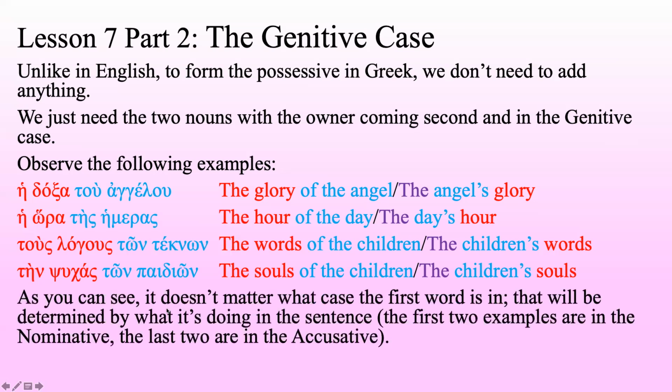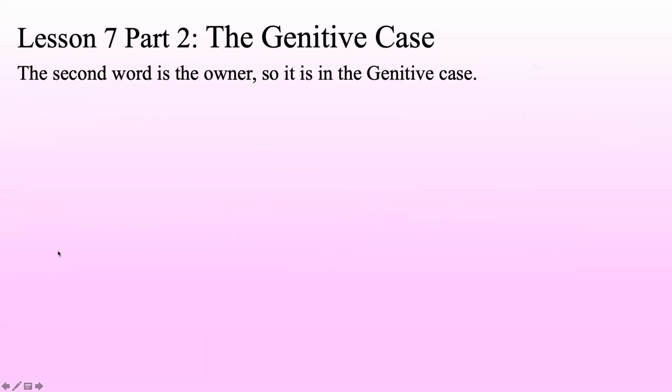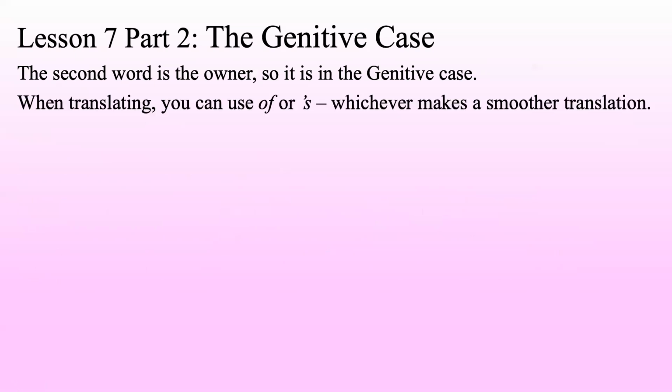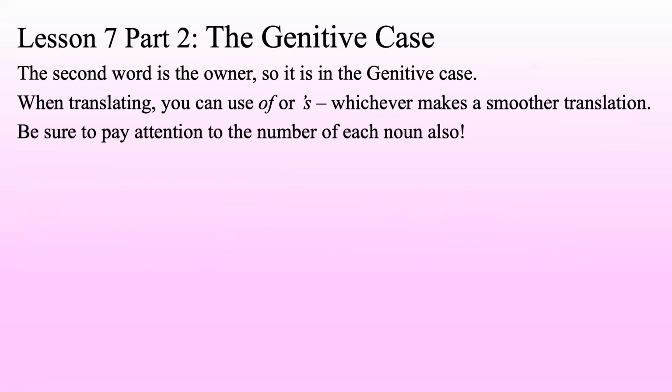As you can see, it doesn't matter what case the first word is in. That will be determined by what it's doing in the sentence. These first two examples are in the nominative. These last two are in the accusative. Then the second word is the owner, so it's in the genitive case. When translating, you can use "of" or apostrophe s, whichever makes a smoother translation. Be sure to pay attention to the number of each noun also. The first noun, whether it's singular or plural, and the one that's in the genitive, whether that's singular or plural.